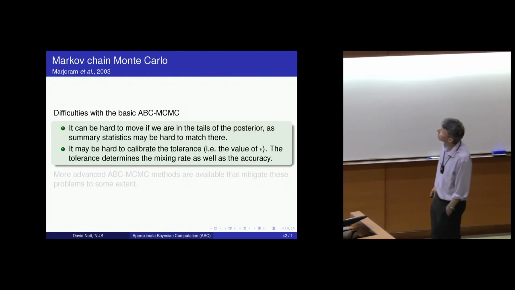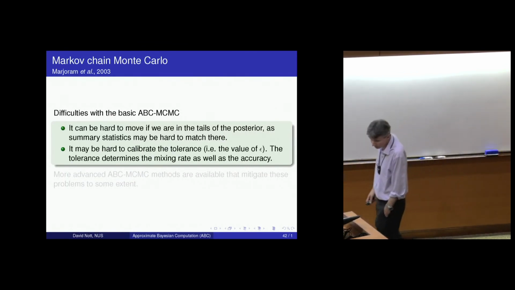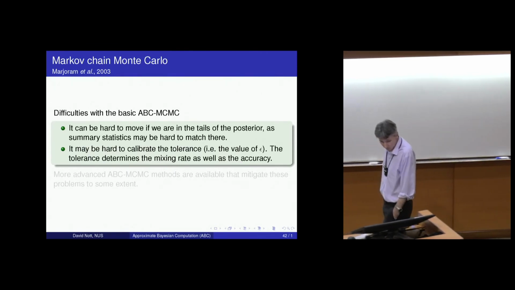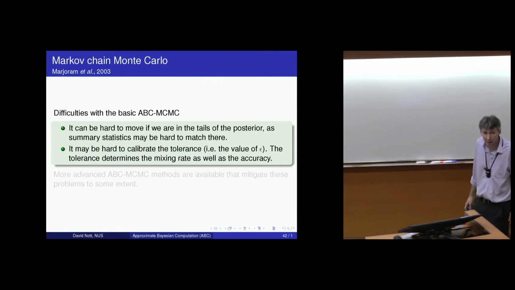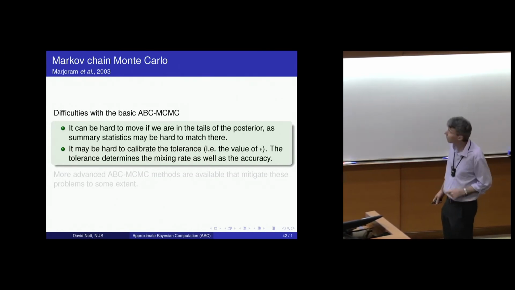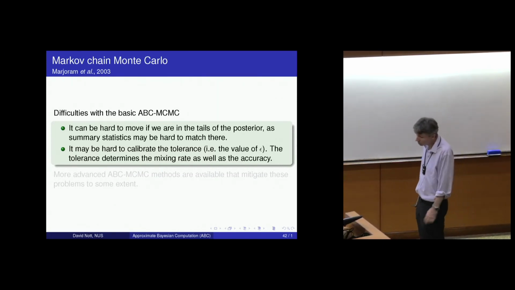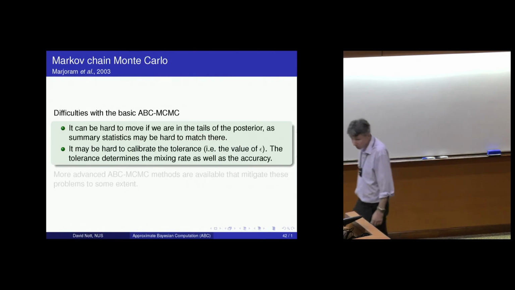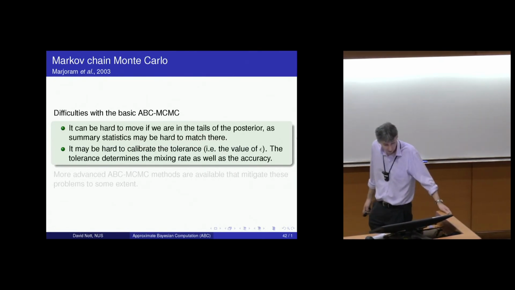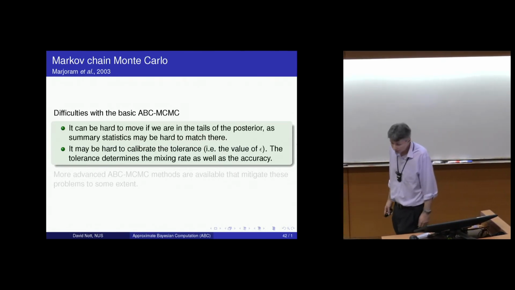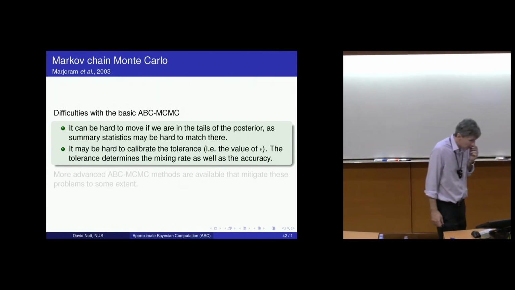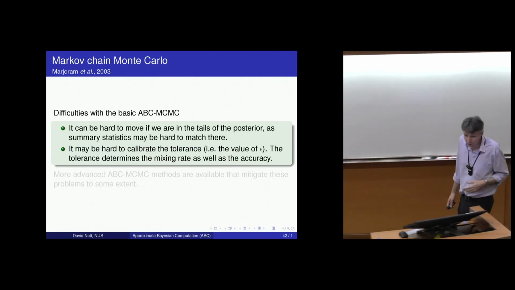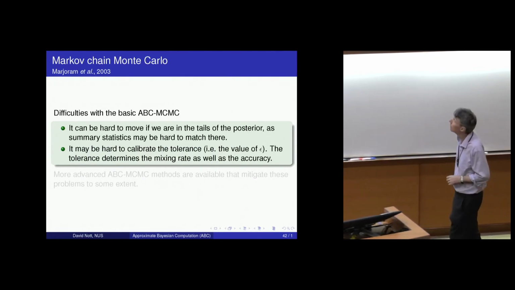It's worth noting a few difficulties with the basic ABC-MCMC. It can be hard to move if you're in the tails of the posterior. That's because the summary statistics might be hard to match there. And if you're moving locally, that can be a problem. You can get stuck in the tails for a long time. It can also be hard to calibrate the tolerance, the value of epsilon. In the MCMC algorithm, the tolerance epsilon determines how well the chain mixes, as well as the accuracy.